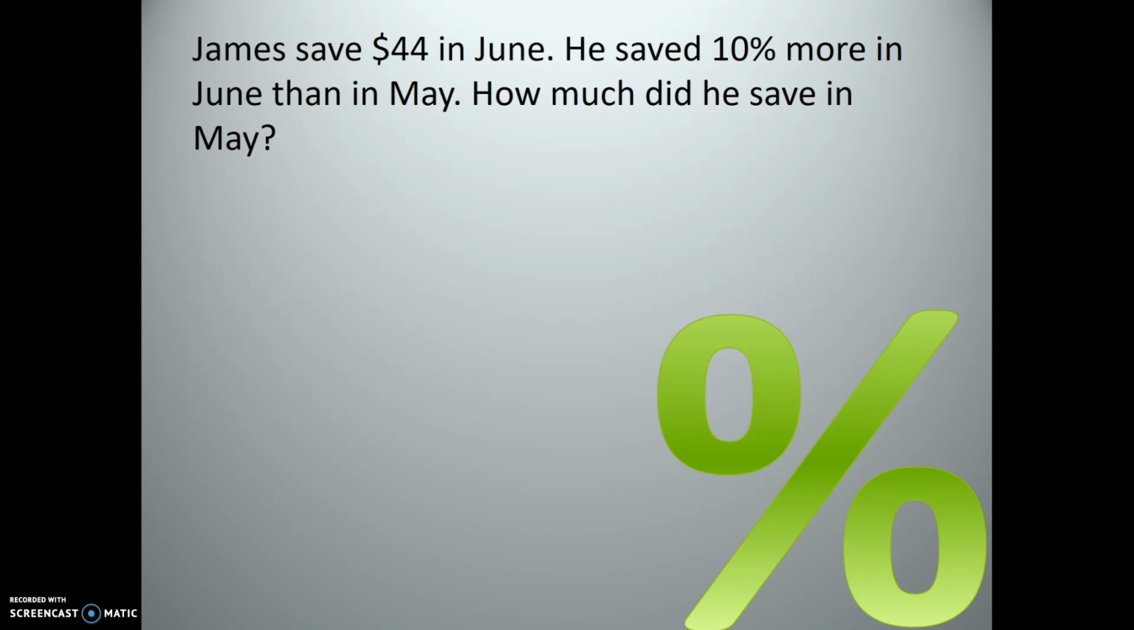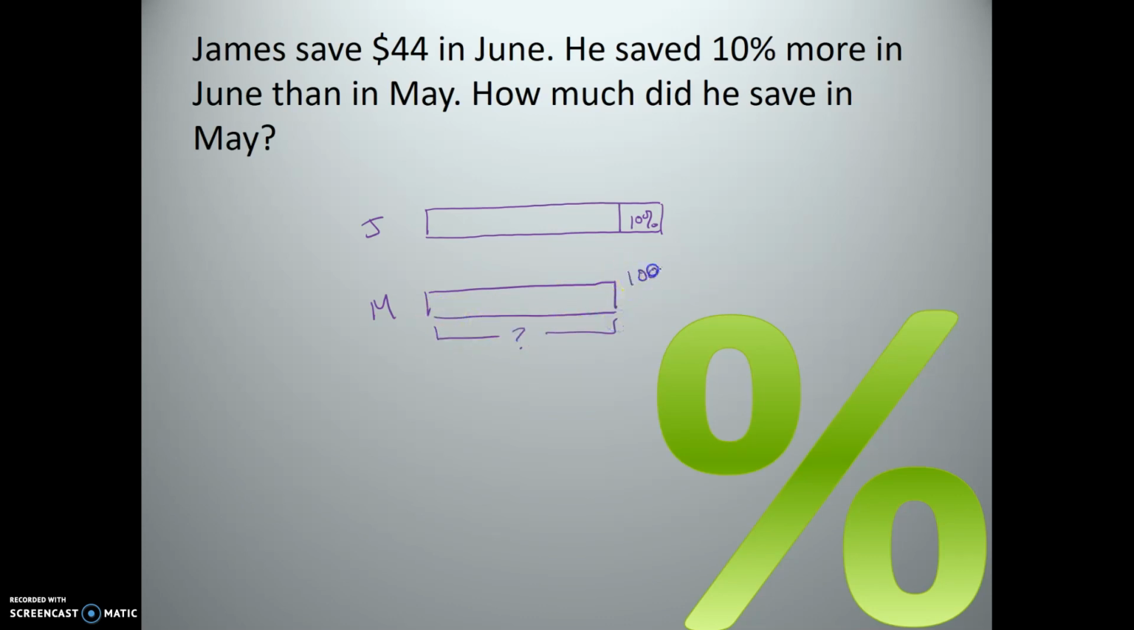All right, let me show you what I mean. Let's start with our first problem here. James saves $44 in June. He saves 10% more in June than in May. How much did he save in May? So he saved 10% more in June than in May. If we want to know how much he saved in May, that's going to be our 100%. So June's going to be 110%, and we know that that was equal to $44. Let's set that up using Unitary Method.